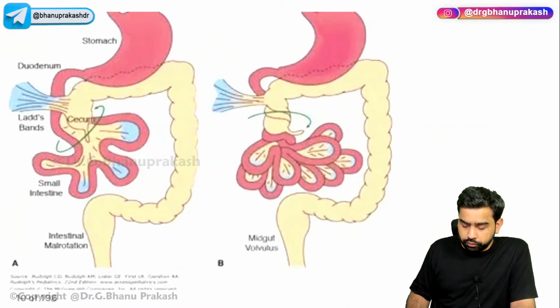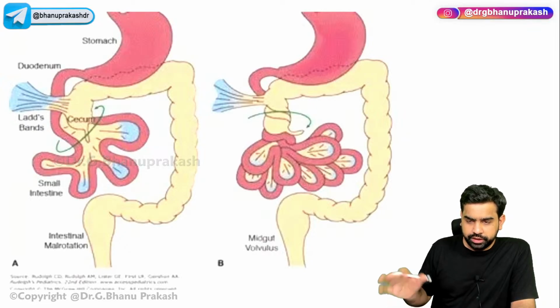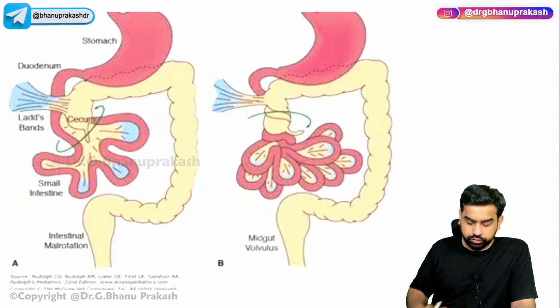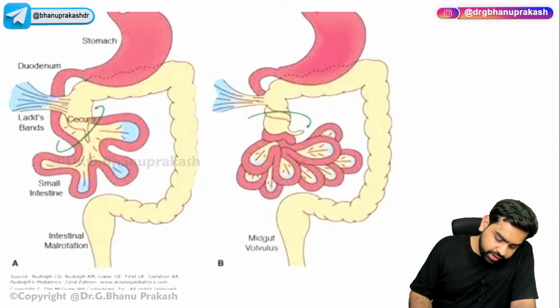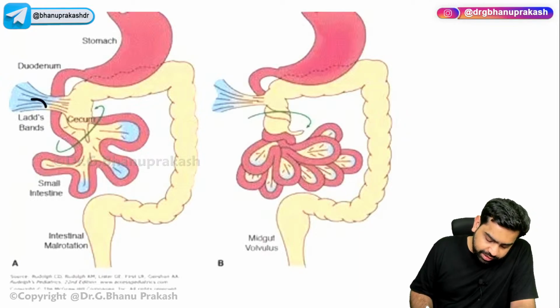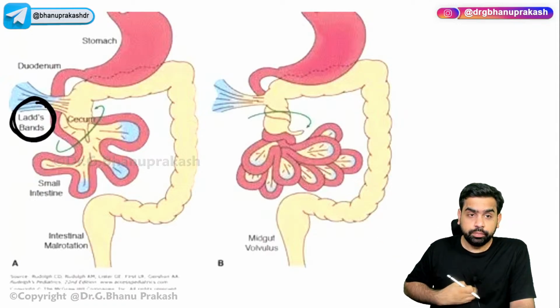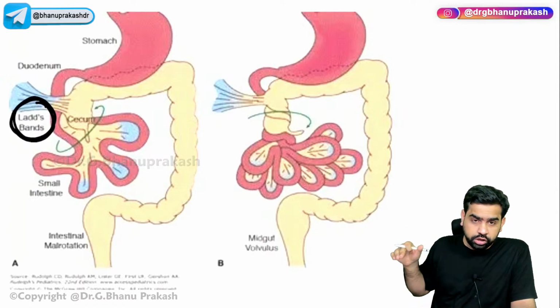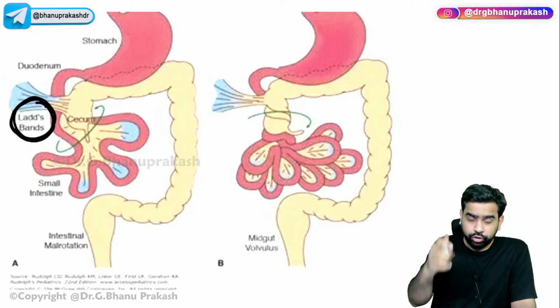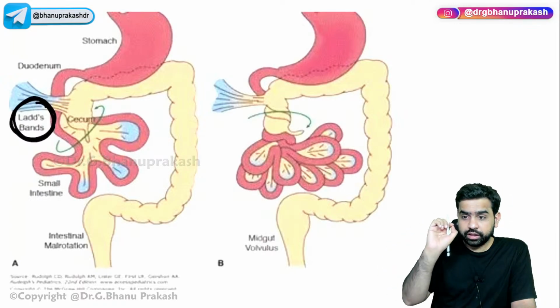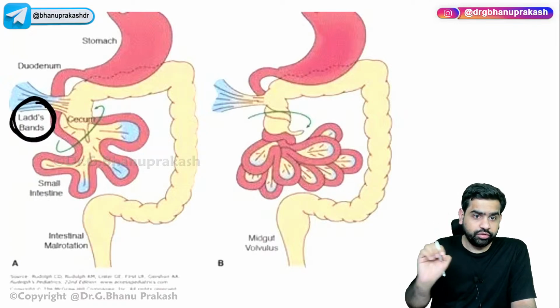Now what happens in midgut volvulus is that there is a problem with the rotation of the gut. What you need to understand is that during the embryonic period there is a physiological rotation of the gut. The most important thing in midgut volvulus is that there is a Ladd's band, which is not allowing the intestines to go into the normal location. Because of this, the stalk of the mesentery becomes very narrow, and now it can rotate on itself. The central portion which we are seeing is the superior mesenteric artery, SMA.